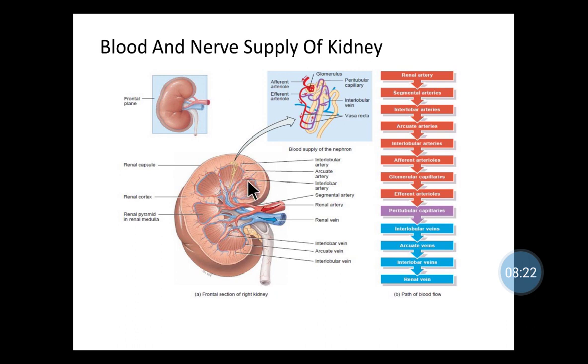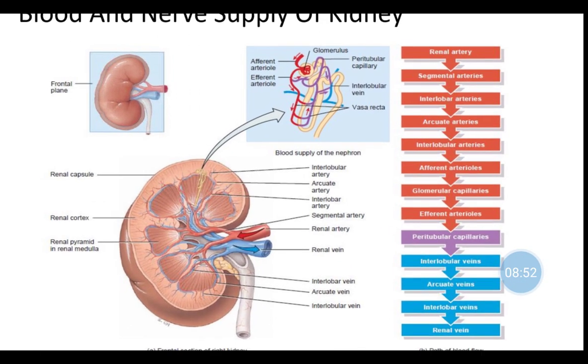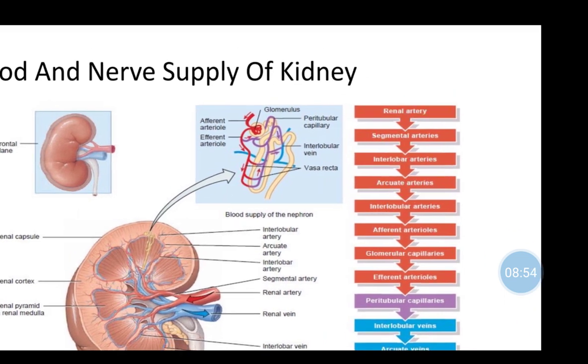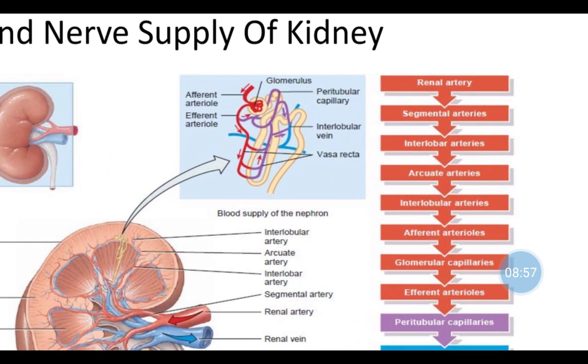Then this interlobar artery forms the arc between the renal medulla and cortex, and it is known as the arcuate arteries. Then the arcuate artery divides and forms the interlobular arteries. Then the branches of the interlobular artery are called the afferent arterioles. The afferent arteriole enters the nephron and forms a capillary-like network. It's called a glomerulus.